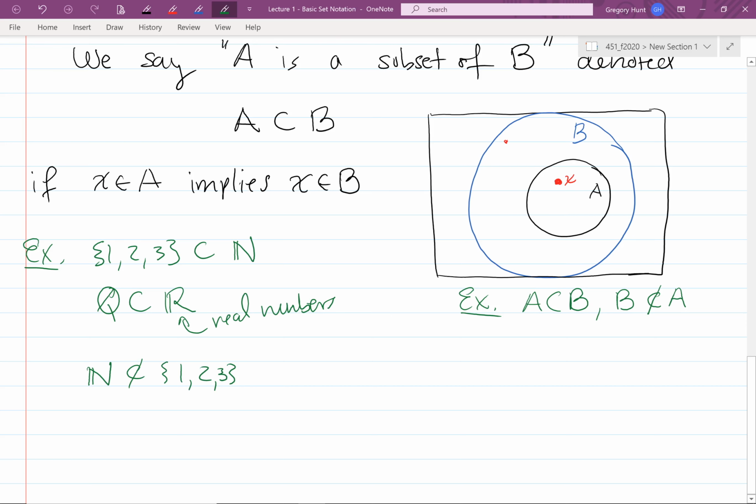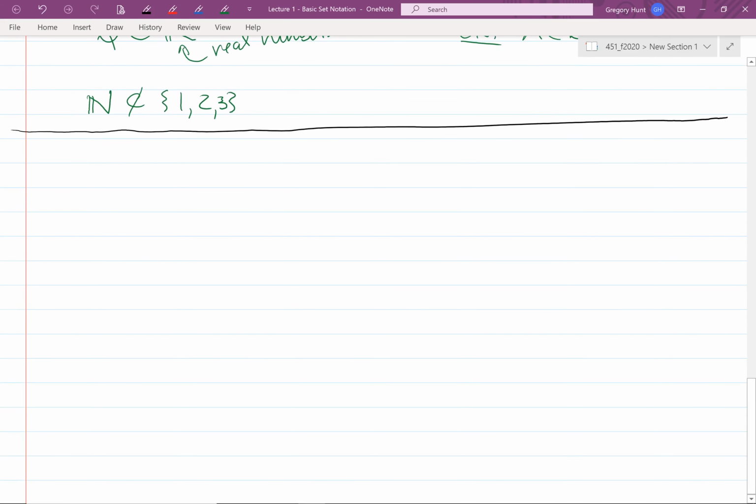So 1, 2, 3 is a subset of N because 1 is in N, 2 is in N, 3 is in N. Any element of the set 1, 2, 3 is also in N. So if you're in the set, you're in N. Every rational number is a real number, not the other way around. Pi is a real number, not a rational. And conversely, as I said, there are natural numbers that aren't 1, 2, and 3. Okay. So that's set containment, or subset. That allows us to define what we call set equality.